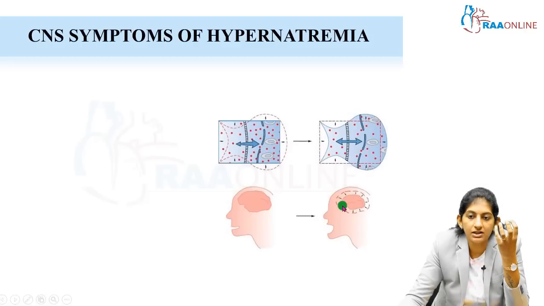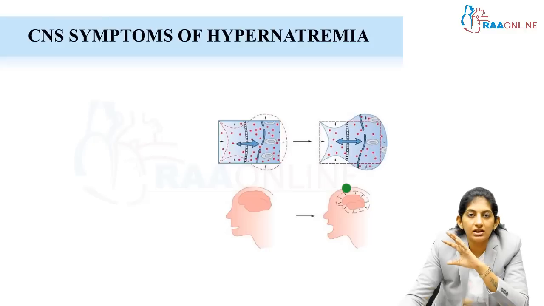Look at the picture here. What will happen? It will put a shearing stress or force. So, it will create a stress on the bridging veins or the bridging vessels. So, sometimes even rupture of the vessels will cause bleeding.